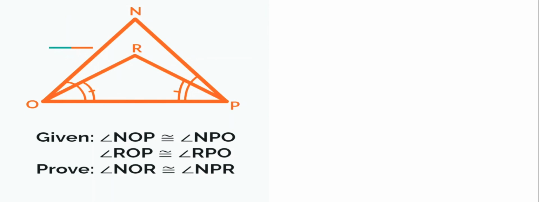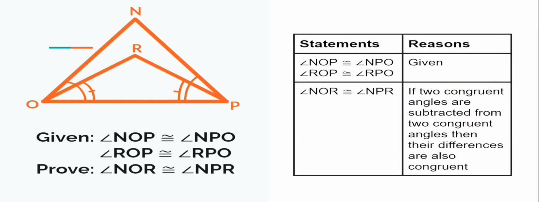Here we have a diagram of triangle NOP with the diagram of triangle ROP drawn inside triangle NOP. It's given to us that angle NOP is equal to angle NPO and angle ROP is congruent to angle RPO. They have asked us to prove that angle NOR is congruent to angle NPR. In our first statement, we use the given, so that is angle NOP is congruent to angle NPO and angle ROP is congruent to angle RPO. The reason for that is it's given to us.